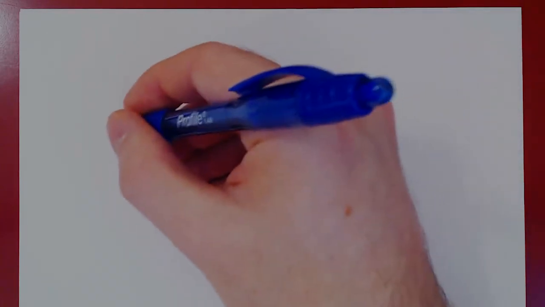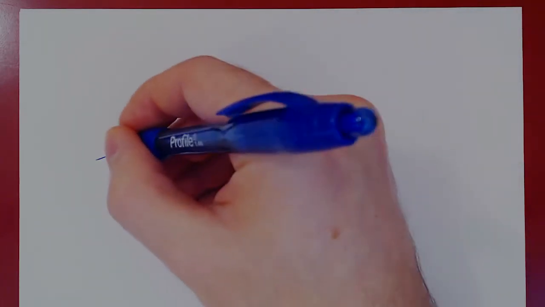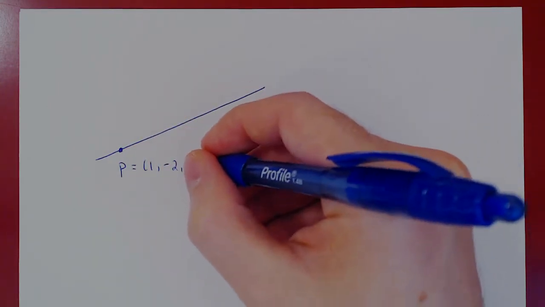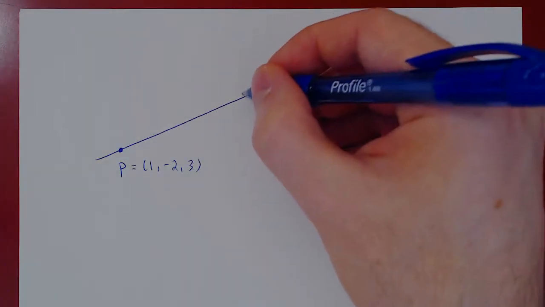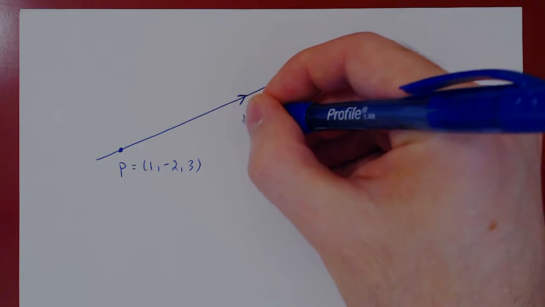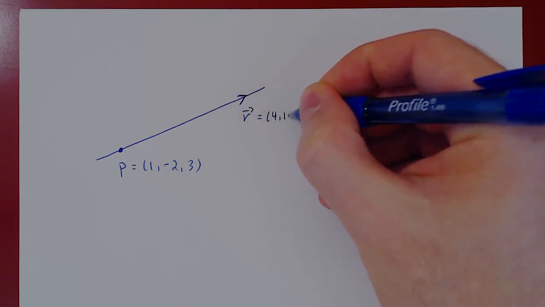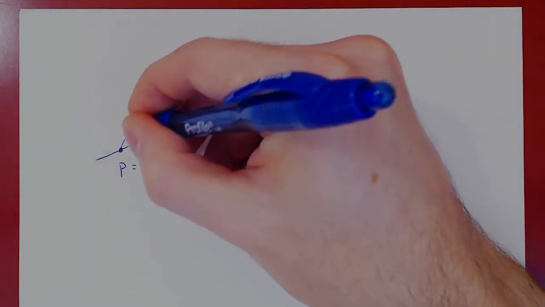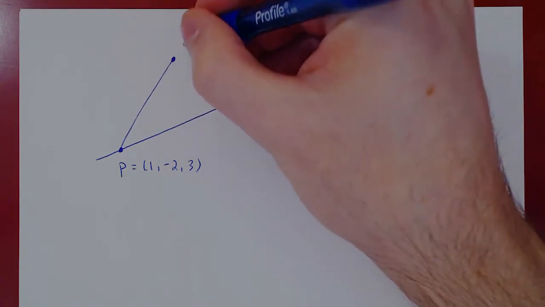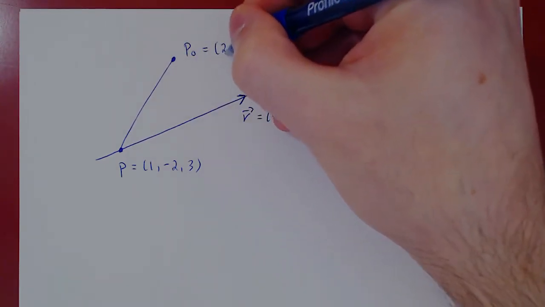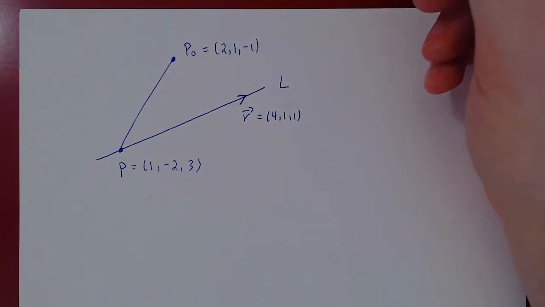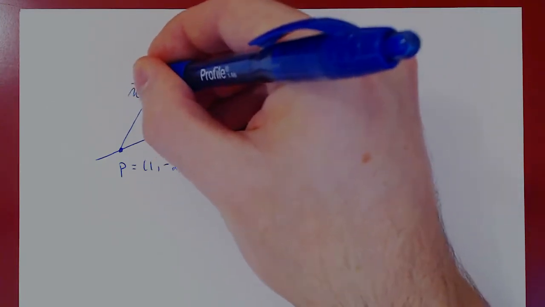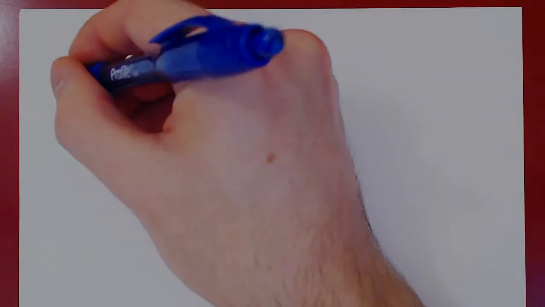So, we had our line. We had the point P, given by 1, negative 2, 3. We had the vector v, parallel to the line, given by 4, 1, 1. This is the line L. Then we had point P0, given by coordinates 2, 1, negative 1. We had formed the vector PP0, and we call this vector u. The coordinates of u were 1, 3, negative 4.